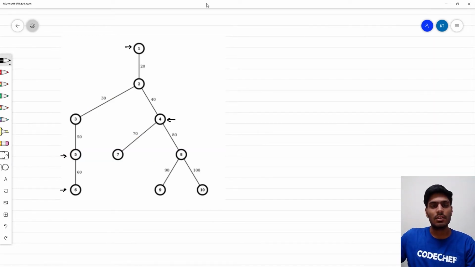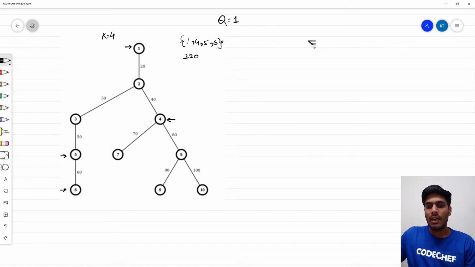Now we'll start with our solution. So first of all, we'll see the case where we just have a single query. The query is represented on my left and here the value of k is 4. The distinct set of vertices is 1, 4, 5, 6. We've already seen that the answer for this should be 320. Now we have to get the summation of g(u, v) over all the pairs of vertices in this set. We're calling the set S.